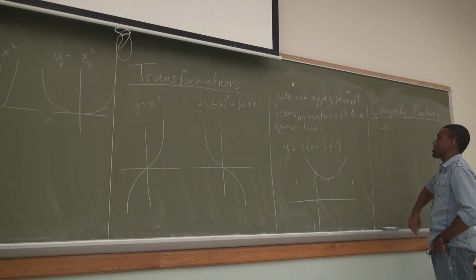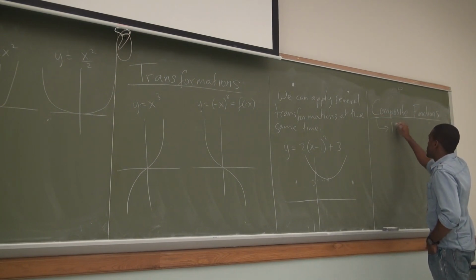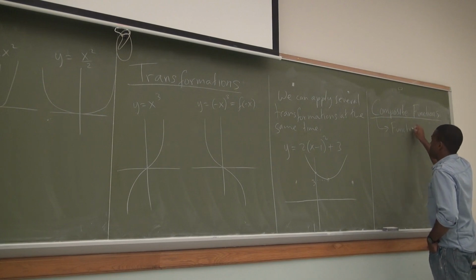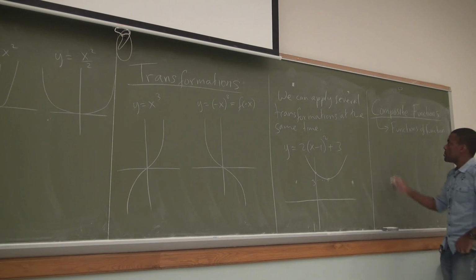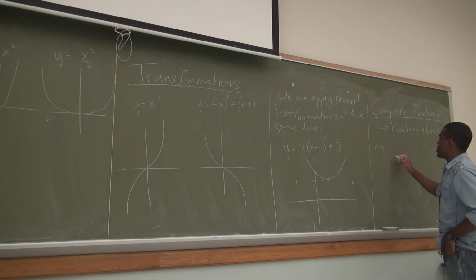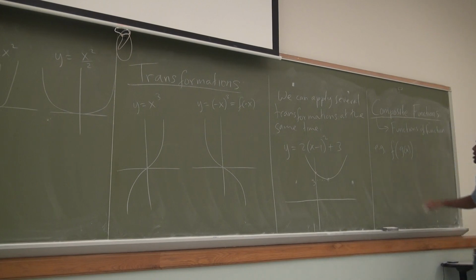What are composite functions? Basically, think of them as functions of functions. You plug a function into a function, and you get what you call a composite function. Example: f of g of x, where the input is another function.